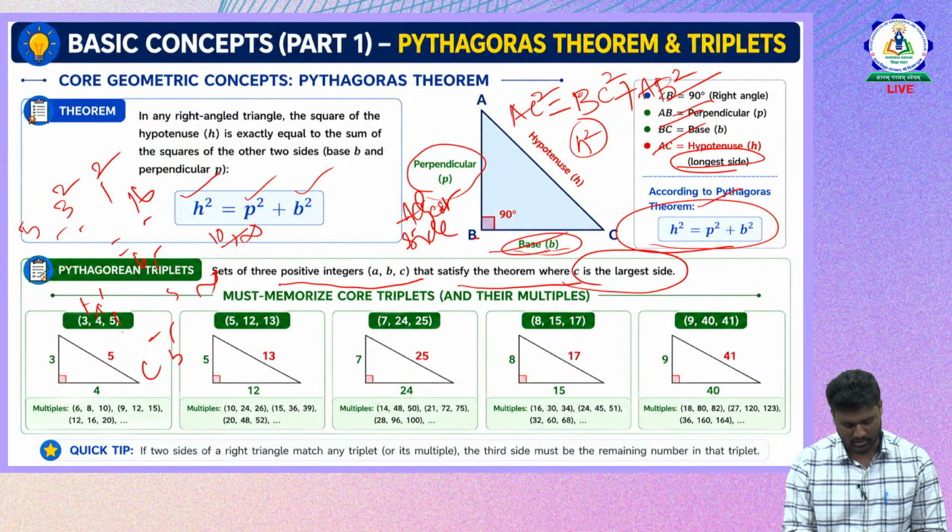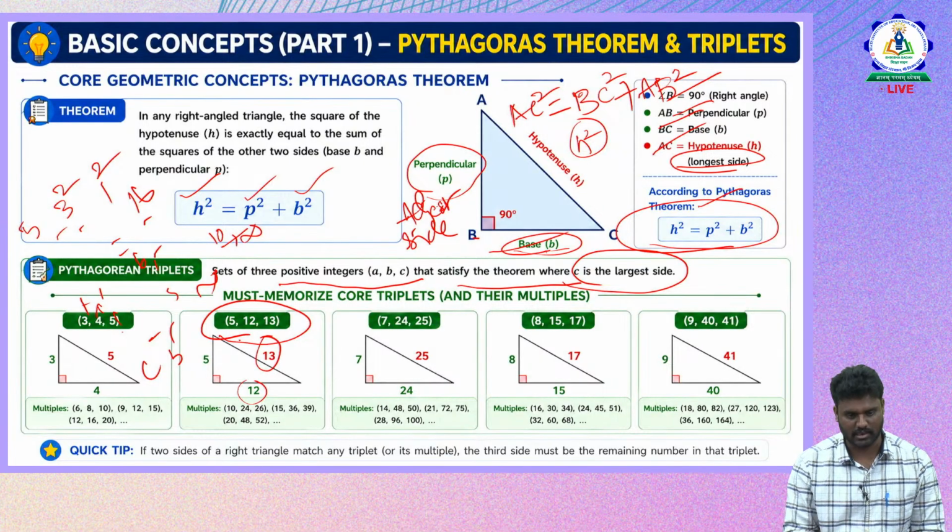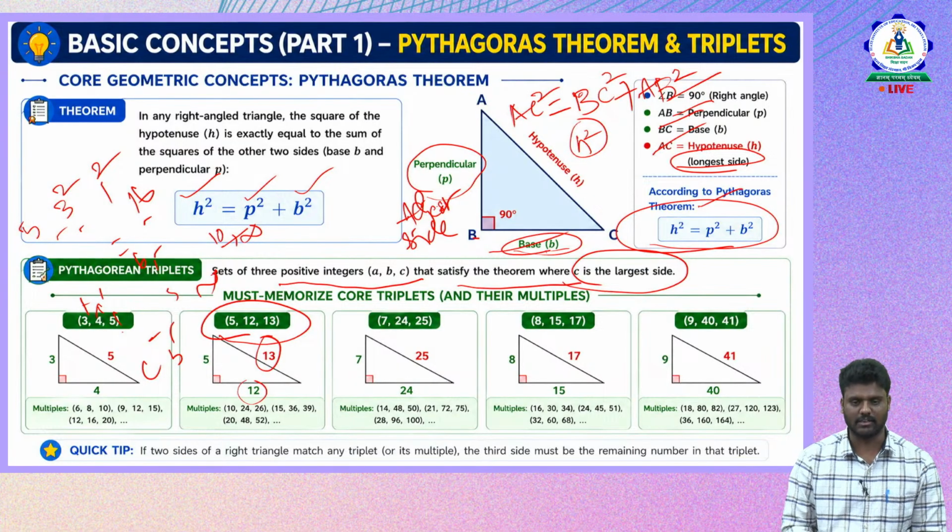Similarly, if we take 5, 12, 13, these positive integers also satisfy the condition of the Pythagoras theorem. Where 5 is the perpendicular side, the base is 12, and the hypotenuse is 13, which is the longest side. So if you remember the multiples of 5, all the multiples will again satisfy the condition of the Pythagoras theorem.